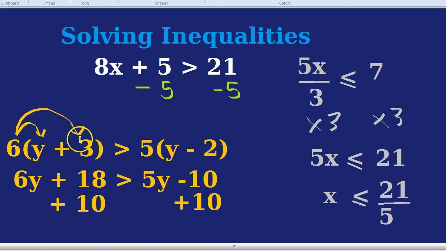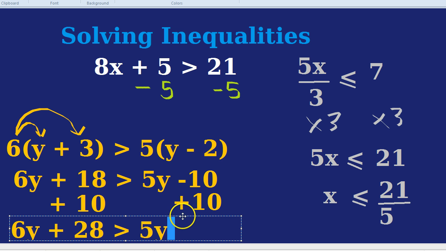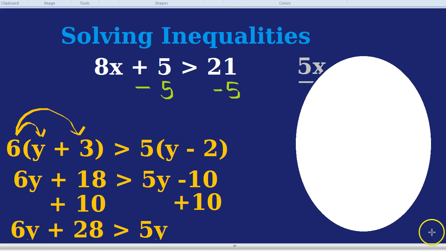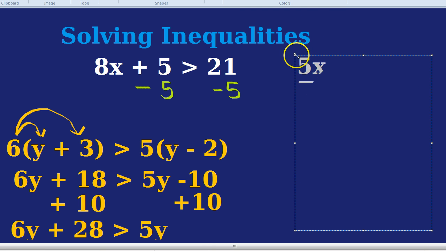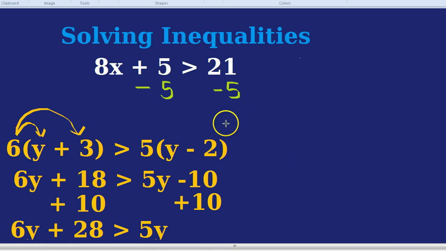Let's write the next stage down here, and we would get 6y plus 28, 18 plus 10, is greater than 5y. Who should we get rid of next? As it's smaller, let's get rid of that 5y. So we have 6y plus 28 is greater than 5y.